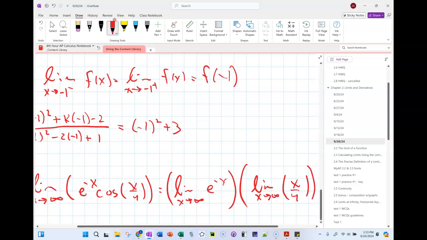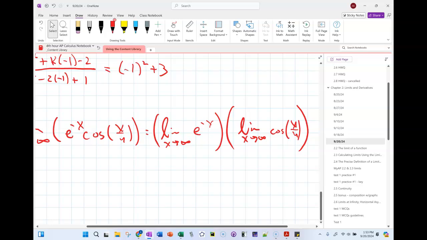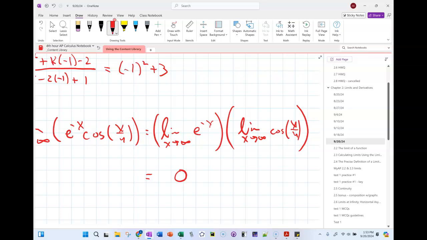Like this, right? Oops. That's okay to do, because both of those are continuous functions, right? So this first piece we know is zero. That was one of our definitions or formulas that we had. This, though, the limit of the cosine piece, we don't know what that is, right?